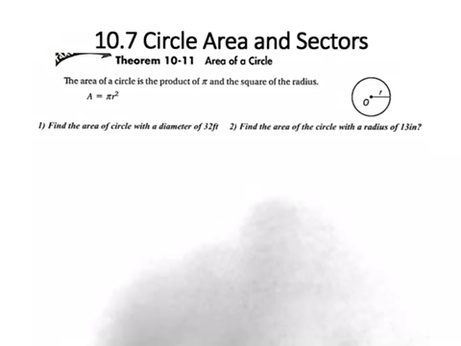All right, 10.7, circle area and sector area. So we'll start off with something we know already, the area of a circle. The area of a circle is found by taking pi times the radius squared.